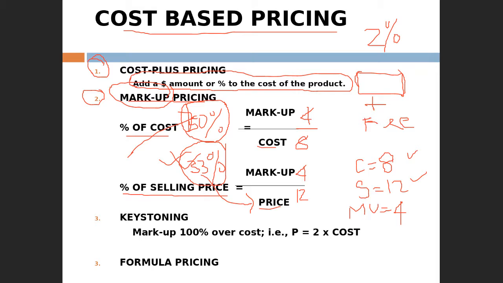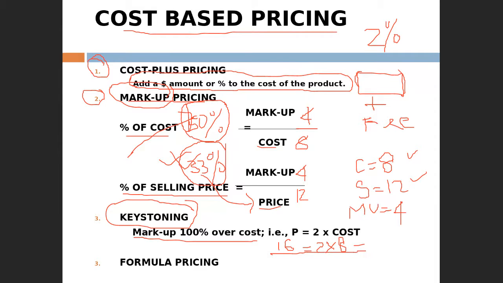Good. The third method is known as, strange name, I don't know why, don't ask me why, it's called the keystoning method. This is where the markup is 100% over cost. So what was the cost over here, folks? The cost was $8. So if your price is 2 times 8, $16, you have used the keystoning strategy for determining price.